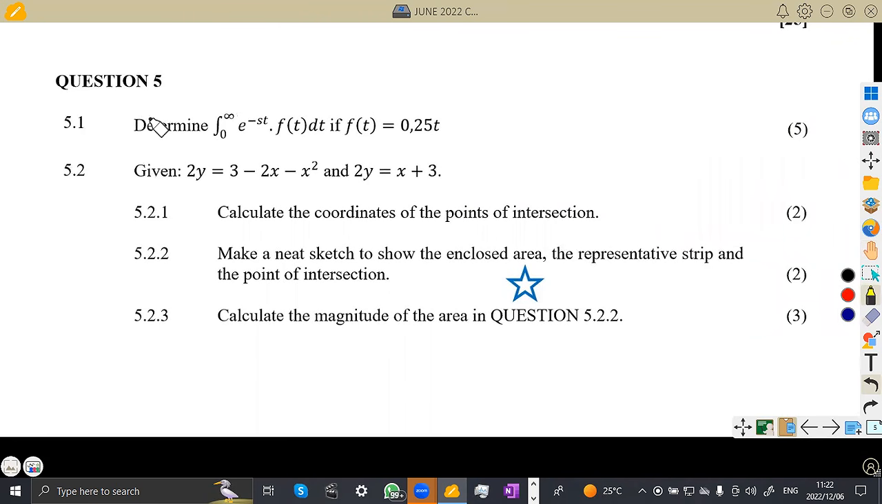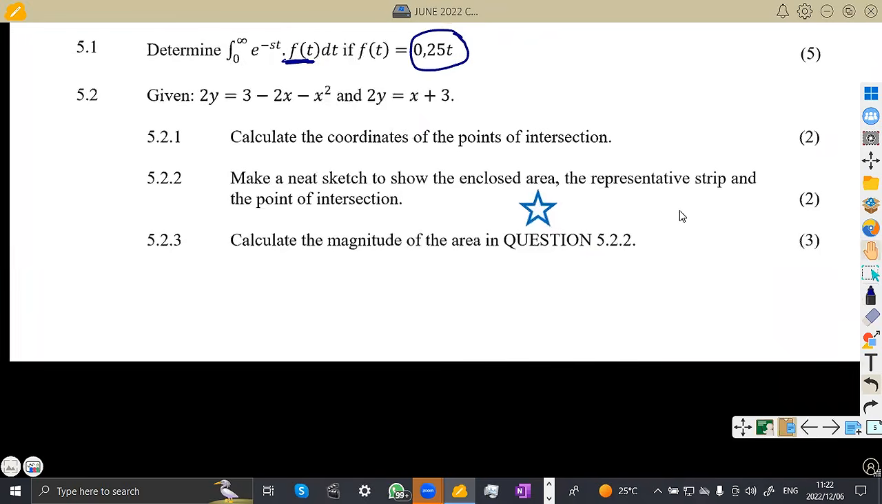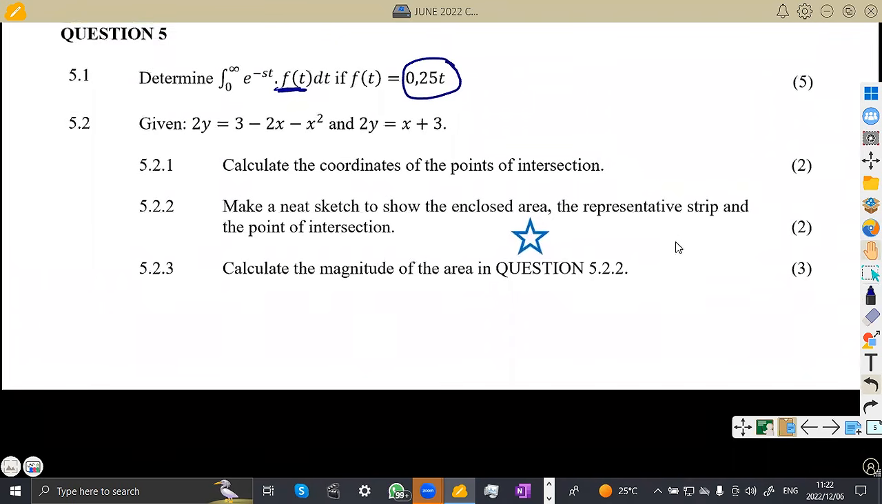So on 5.1, we are given to find the integral of e to the exponent of minus st f of t dt if f of t is equivalent. Take note, in place of f of t, we are supposed to use 0.5t. So in place of f of t here, we are going to substitute 0.5t. All right, so what is this statement going to look like at the end?